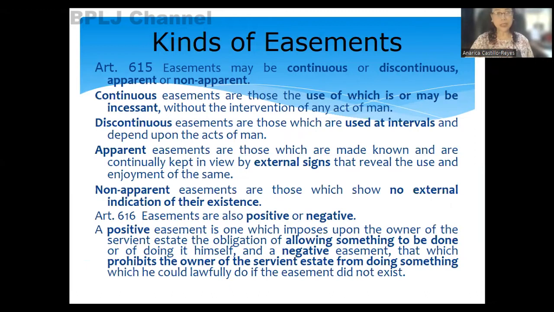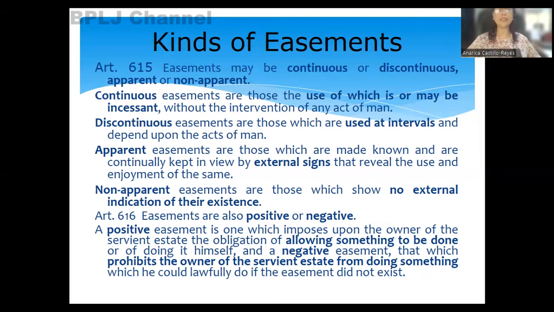What are continuous easements? The determination of whether or not an easement is continuous or discontinuous would depend on its use. If the use of the easement is incessant, meaning it is continuous and does not depend on the intervention of man, it is considered a continuous easement. On the other hand, if the easement is used at intervals and depends on the acts of man, then it is considered discontinuous.